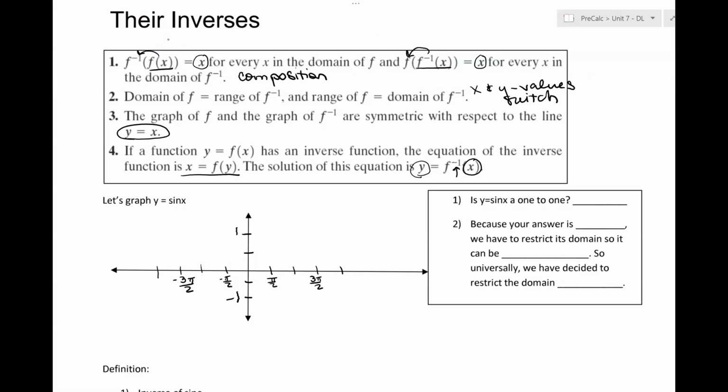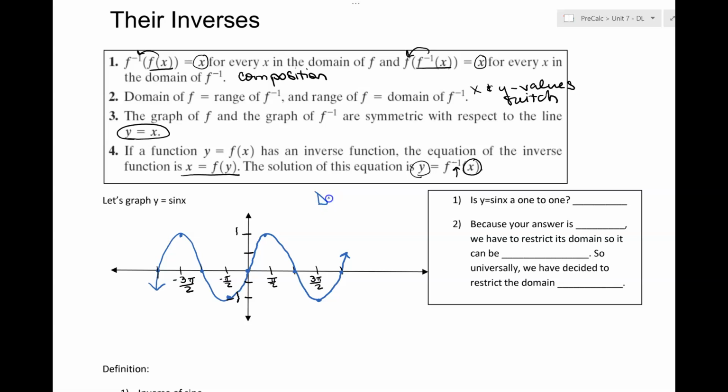So then the sine, and if you need to, get out your unit circle, guys. The sine of 0 is 0. The sine of pi over 2 is 1. The sine of pi is 0. The sine of 3 pi over 2 is -1. And it oscillates back and forth. And then when we graph it, it just bounces back and forth between 1 and -1.